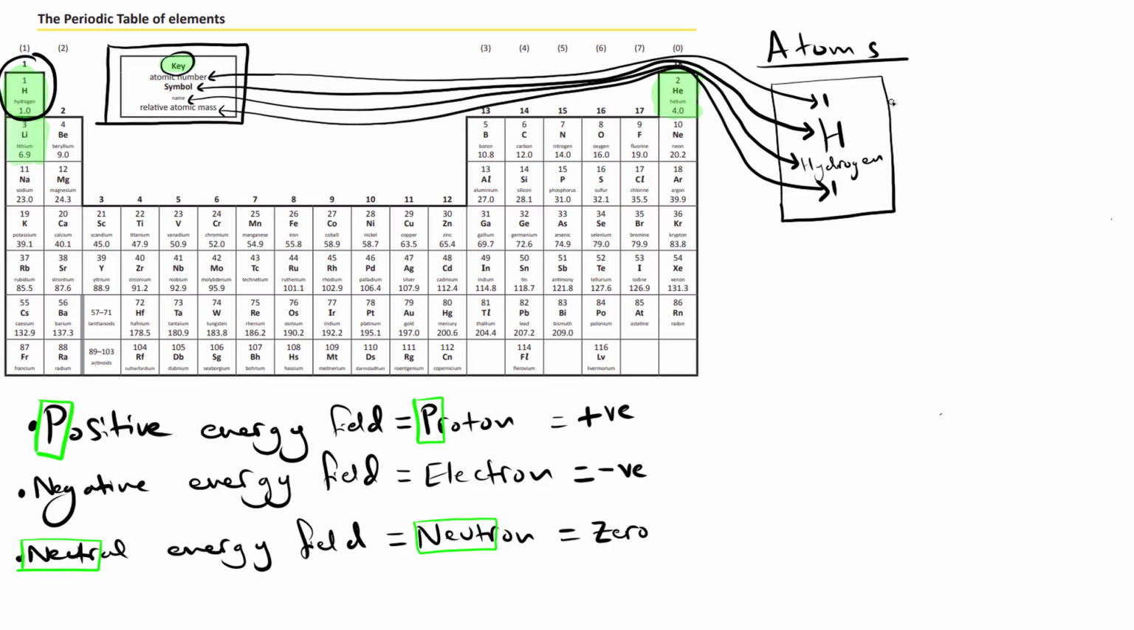So let's go back to the hydrogen atom. The number on the top, which is the atomic number, tells you the number of protons and electrons for that atom. So for the hydrogen, the atomic number is 1. Therefore, it has 1 proton and 1 electron.